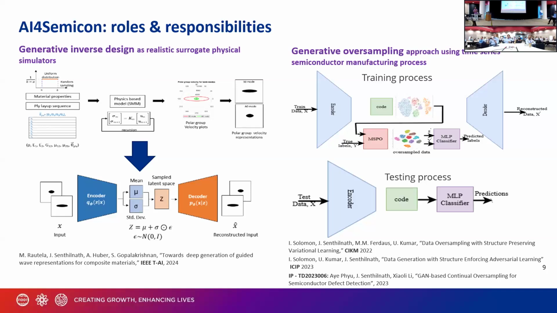Also on generative oversampling, as I mentioned, you have an imbalance: the samples with defects and without defects. There may be a large imbalance. How can we use generative models to balance it by oversampling? That's the idea. We have also applied it to the semiconductor manufacturing process, where data is available. So these are some of our work outcomes.